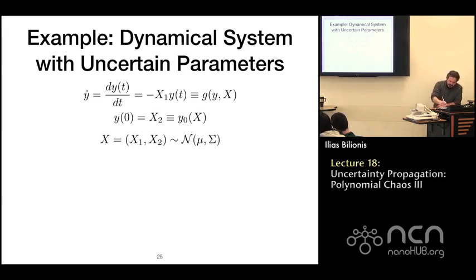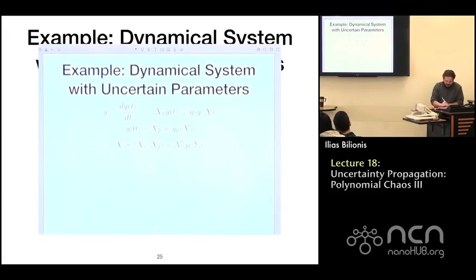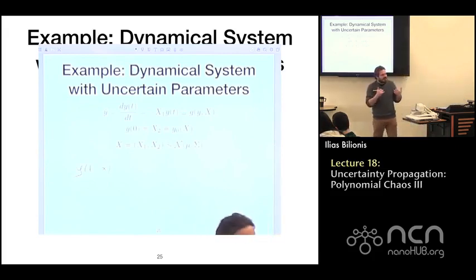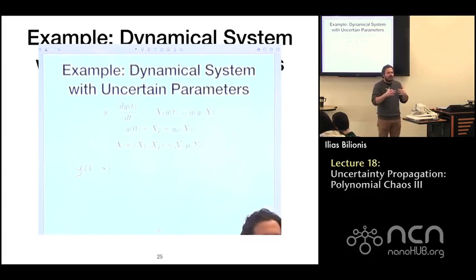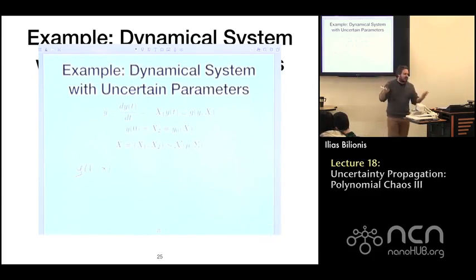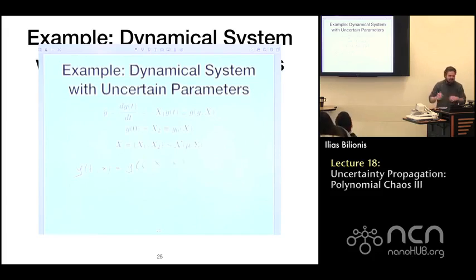So let me just write it down. I'm going to delete it. So let's take as y(t, x) the solution of the dynamical system when the parameters are x, okay? So let's just write this like this: the solution of the dynamical system when the parameter is x, where x is all the parameters, a vector containing all the parameters.